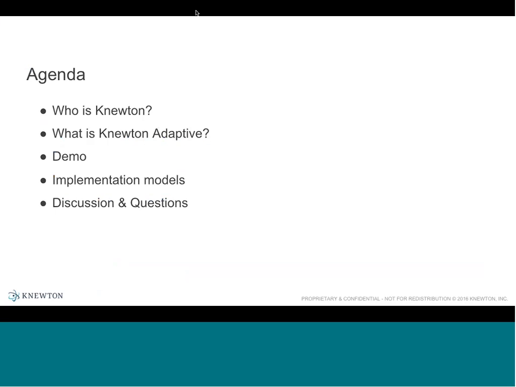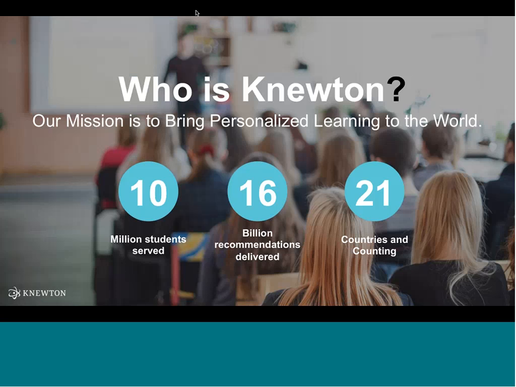Who is Knewton? Knewton's mission is to bring personalized learning to the world. We are the world's leading adaptive learning company, headquartered in New York City. We have invested over $100 million in building a data platform that powers adaptive learning environments. We have been around since 2008, though you may or may not have heard of us, and that's because until this year we have been the adaptive engine powering other providers' products.